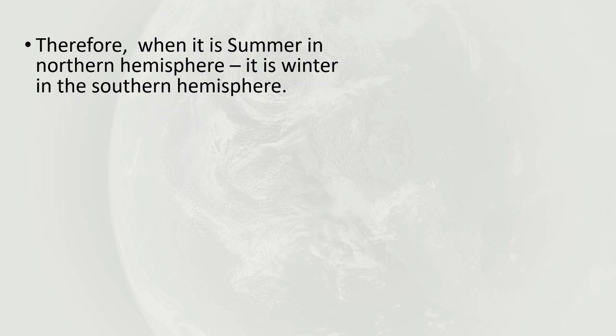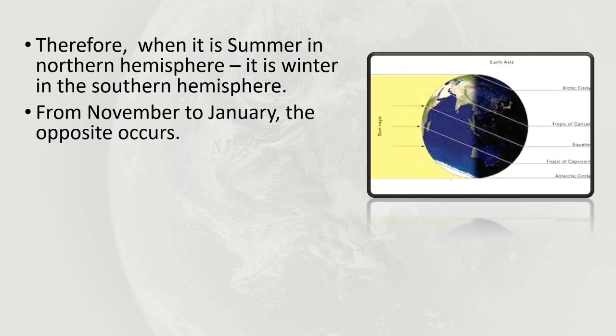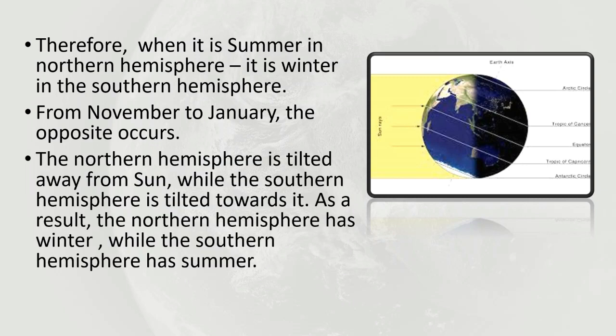However, from November to January, the opposite occurs. The northern hemisphere is tilted away from the sun while the southern hemisphere is tilted towards it. As a result, the northern hemisphere has winter while the southern hemisphere has summer. For example, when India, which lies in the northern hemisphere, has summer, Australia, which is in the southern hemisphere, has winter.